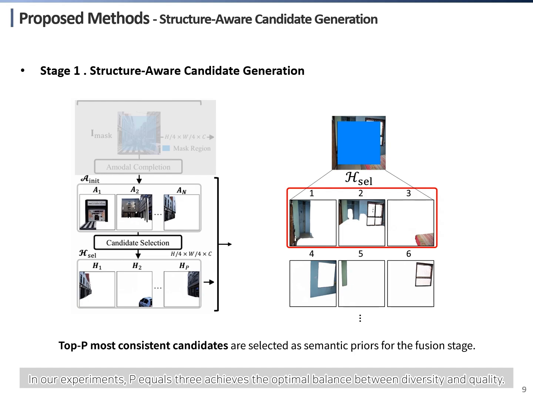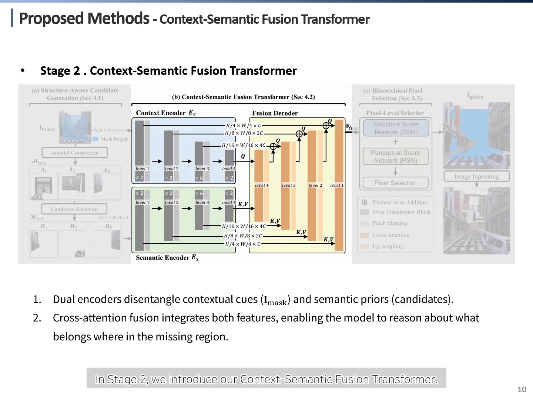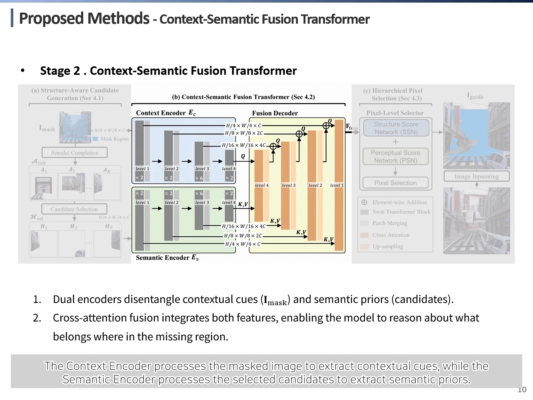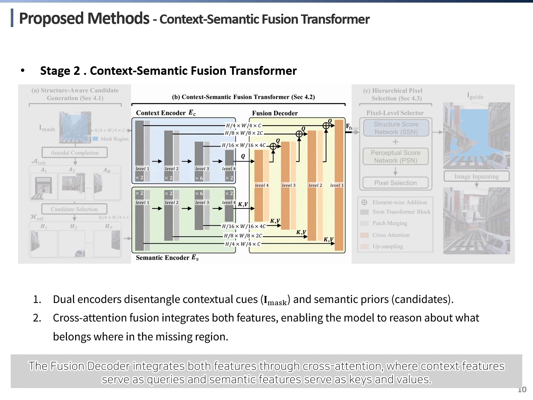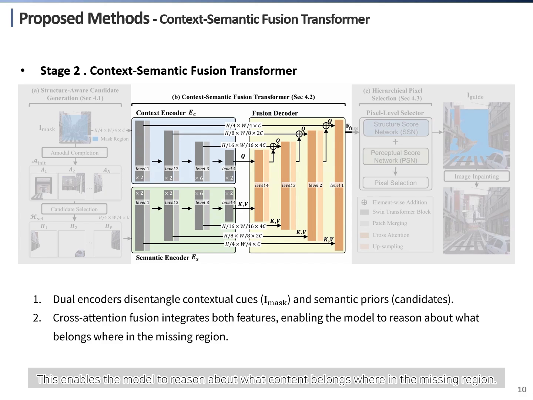In stage 2, we introduce our context-semantic fusion transformer. We use a dual encoder architecture. The context encoder processes the masked image to extract contextual cues. The semantic encoder processes the selected candidates to extract semantic priors. The fusion decoder then integrates both features through cross-attention. Context features serve as queries, and semantic features serve as keys and values. This enables the model to reason about what contents belong where in the missing region.